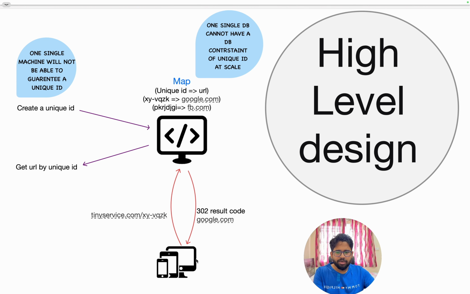So for example, a user who is using mobile or browser or anything, they will request that, hey, can you give me a long URL corresponding to this unique ID? Then it will respond with a 302 result code, and you can design based on who is the client, etc. And it will give you the long URL. So that's the overall design. And we need to create two workflows. One is create a unique ID and the other is get URL by unique ID.